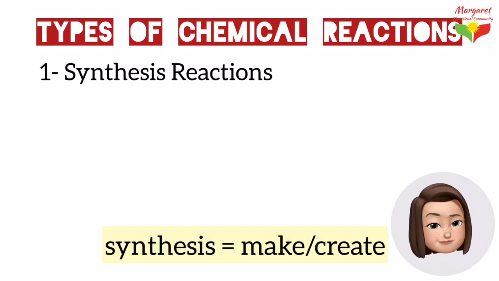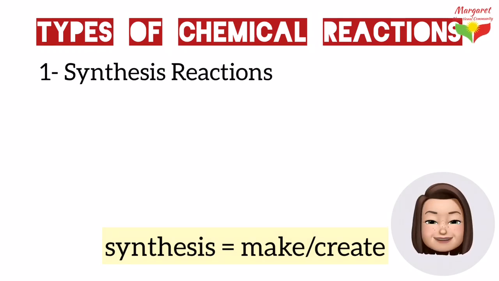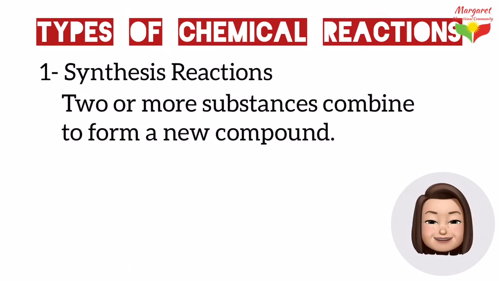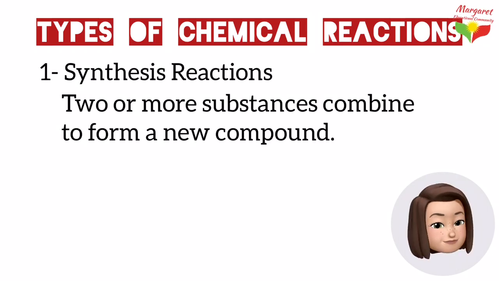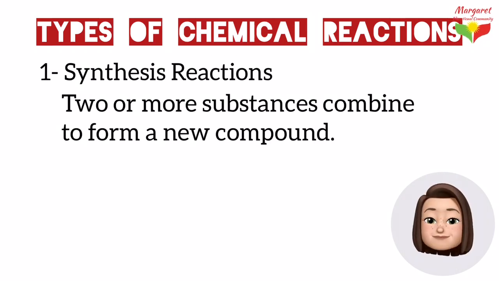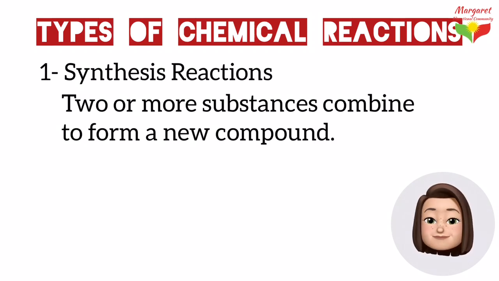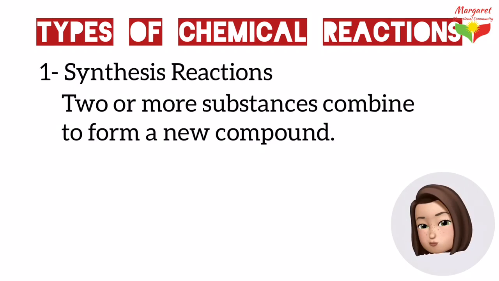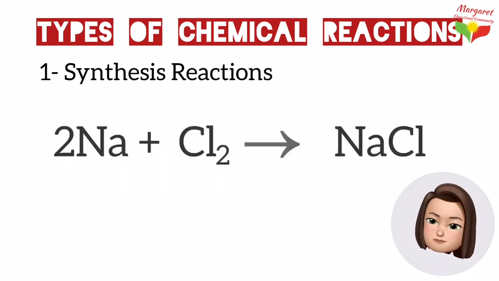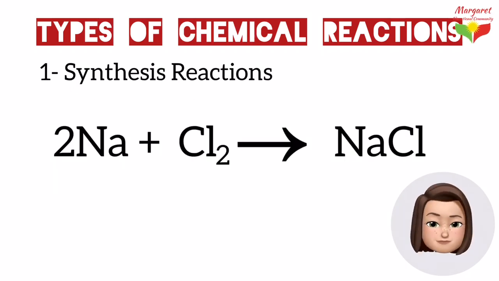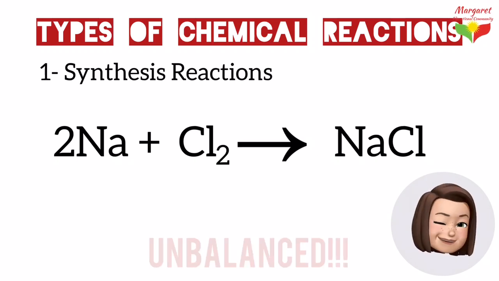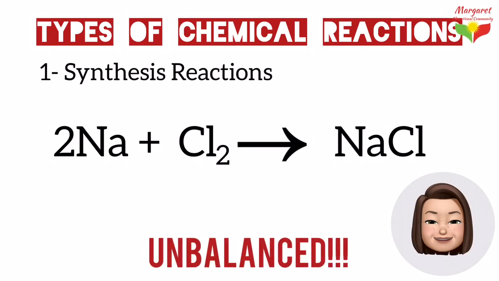So this is basically what happens in this kind of reaction: two or more simple substances combine and form a new compound. An example for this reaction is when sodium reacts with chlorine and forms sodium chloride, or table salt. The equation will be Na plus Cl2 forms NaCl. By the way, this equation is not balanced.